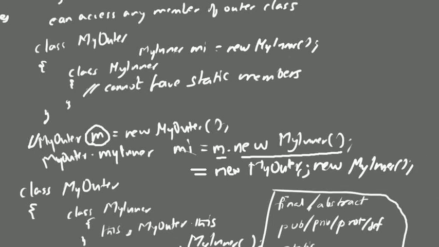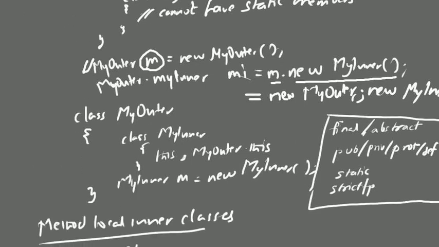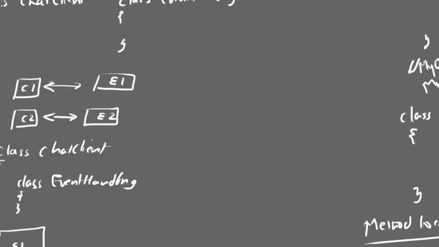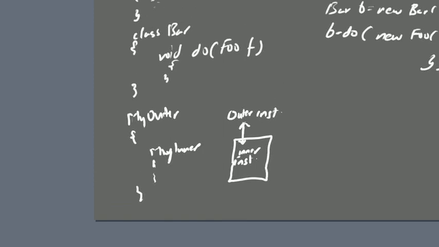You could also use a shorthand notation and combine these two into one by saying new myouter dot new miner. In this case, the inner class instance is tied to the outer class instance, and this might be the reason why you can access any data member of the outer class from the inner class, because the inner class has a reference to the outer class. Now if you are within the inner class, this refers to the inner instance, and myouter.this refers to the outer instance. So the inner instance knows about the outer instance. myouter.this refers to the instance that this one is tied to.